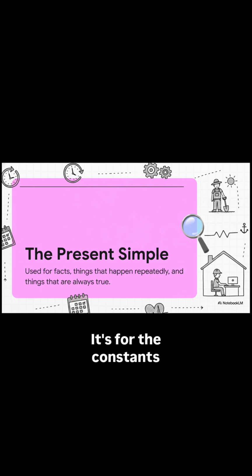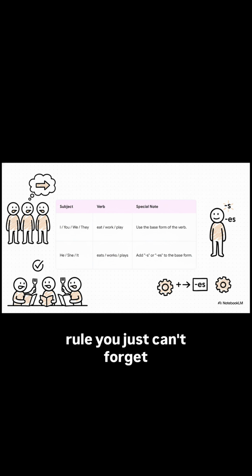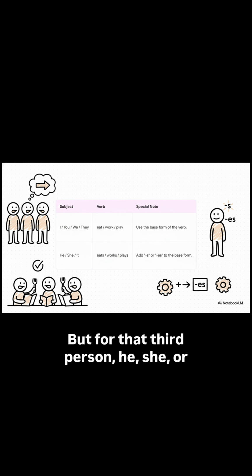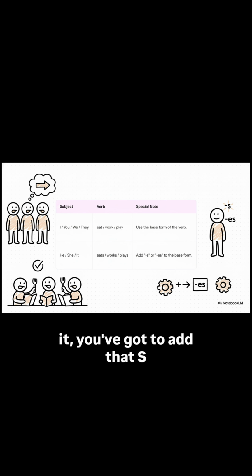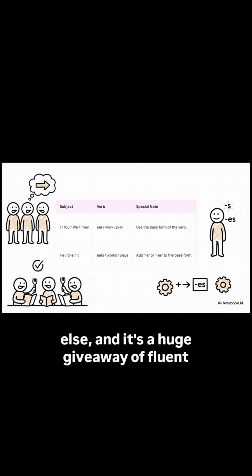It's for the constants. Now, the structure is super straightforward, but there is one golden rule you just can't forget. For I, you, we, and they, the verb stays in its basic form. No changes. But for that third person, he, she, or it, you've got to add that S. He works, she eats. It's just a tiny little letter, but it signals you're talking about someone else, and it's a huge giveaway of fluent English.